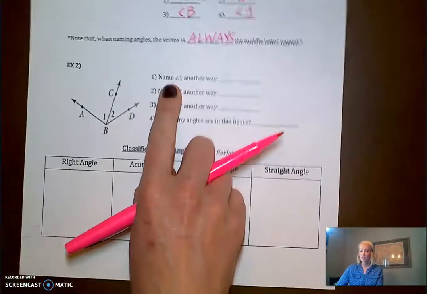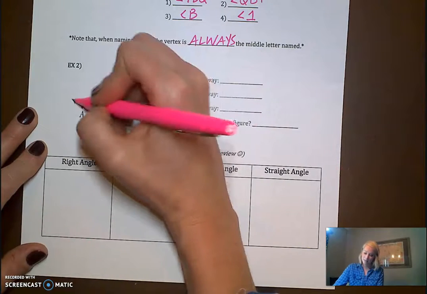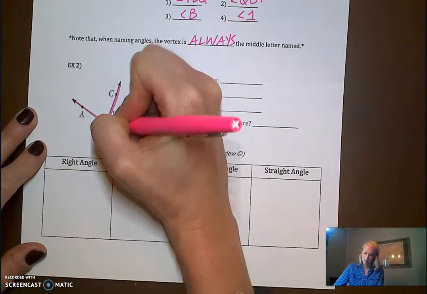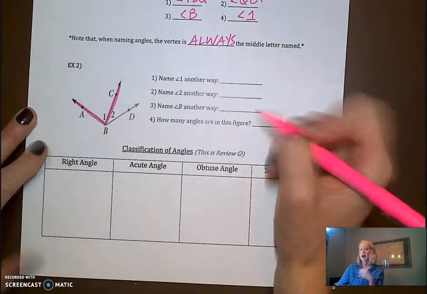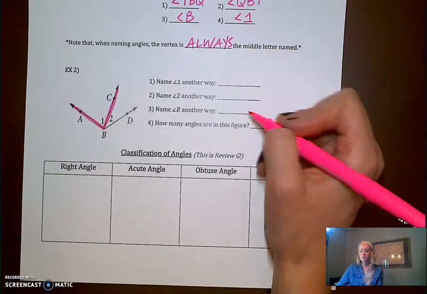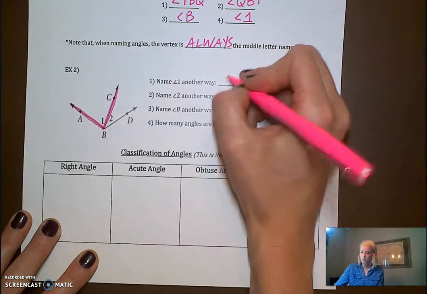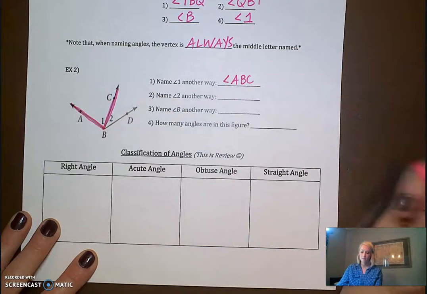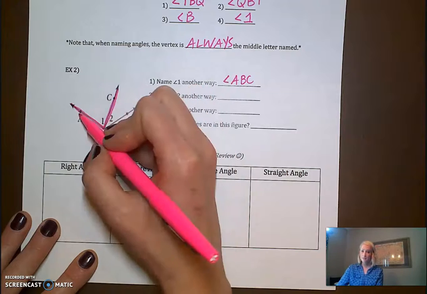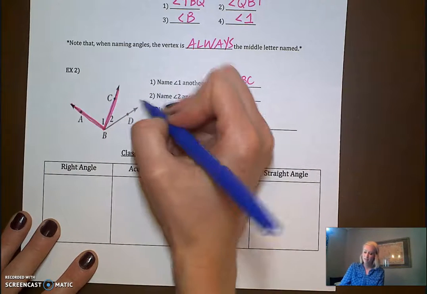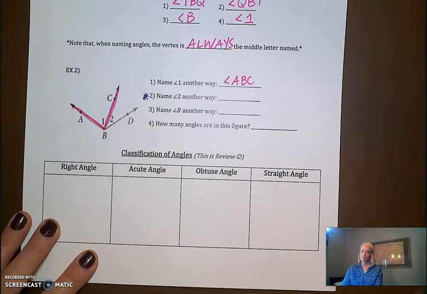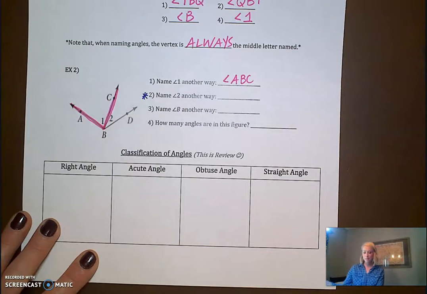So the first thing they want me to do is name angle 1 in another way. So here's angle 1, this guy right here. I know it's always safe to use 3 letters, so I'm going to call this ABC. Vertex is B, put that in the middle. You could also say CBA. All right, you guys are going to tell me a way to name angle 2.